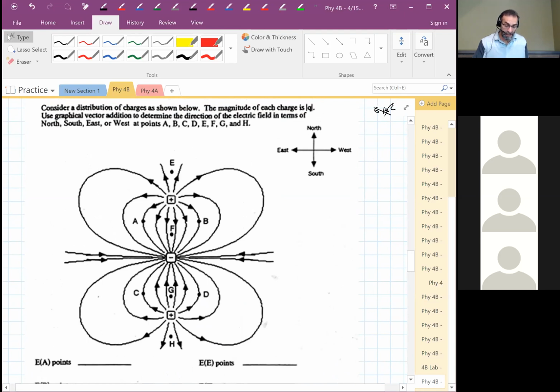Does anybody spot any problems with this worksheet? West is in the wrong direction. Yes, they got their east and west backwards here, but that's okay.